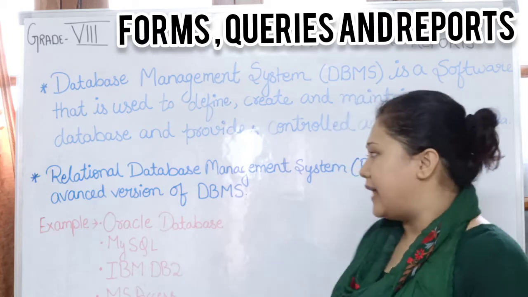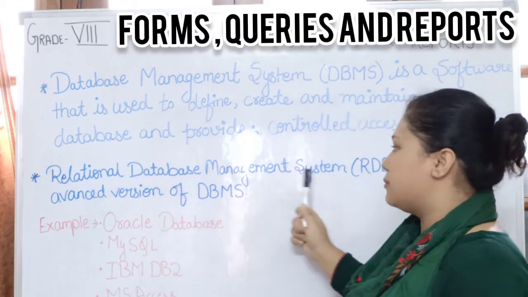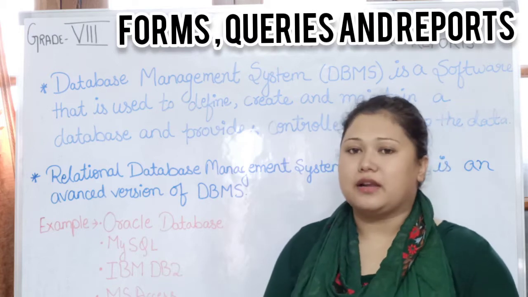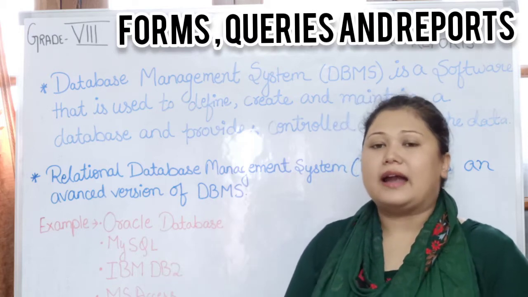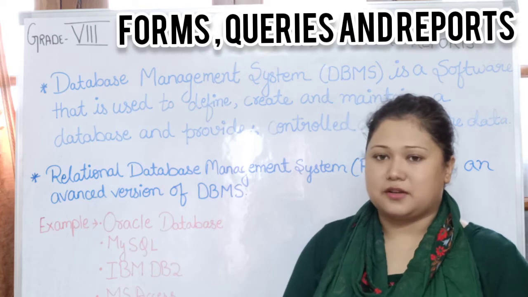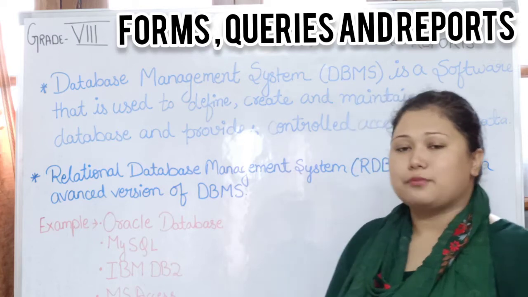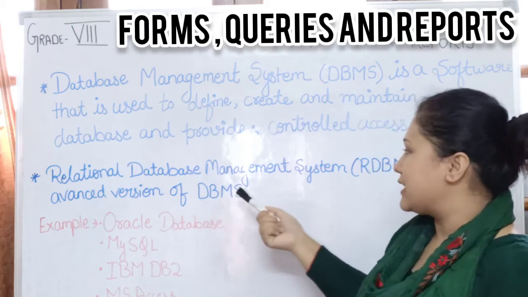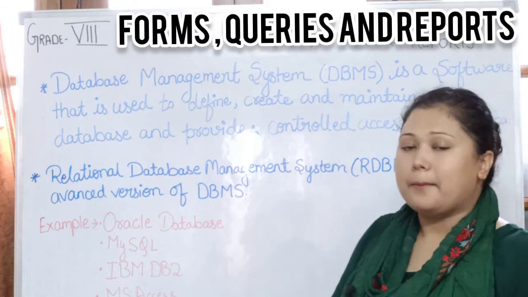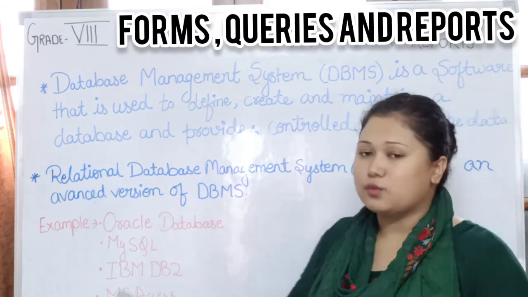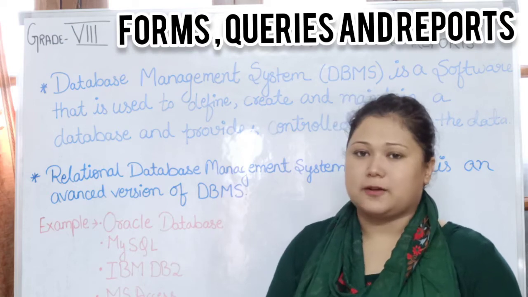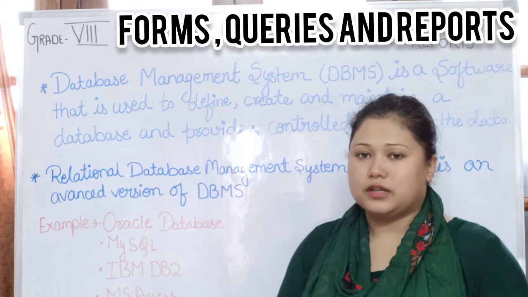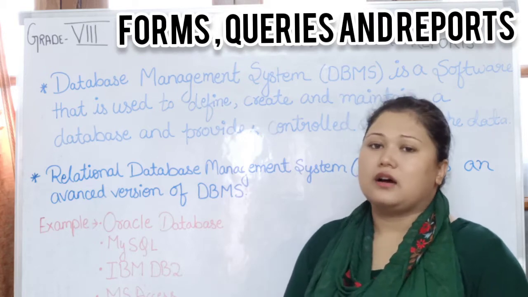Okay. Now next is relational database management system. As you can see, these both words are similar. Database management system and relational database management system. Right? So, these both are similar to each other. How? Relational database management system, that is RDBMS, is an advanced version of database management system. Alright, so further we will study about the difference between both these topics.